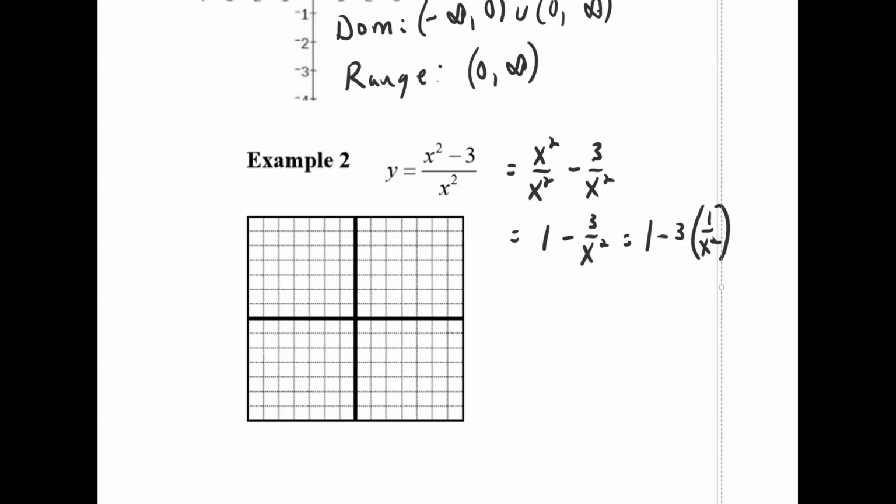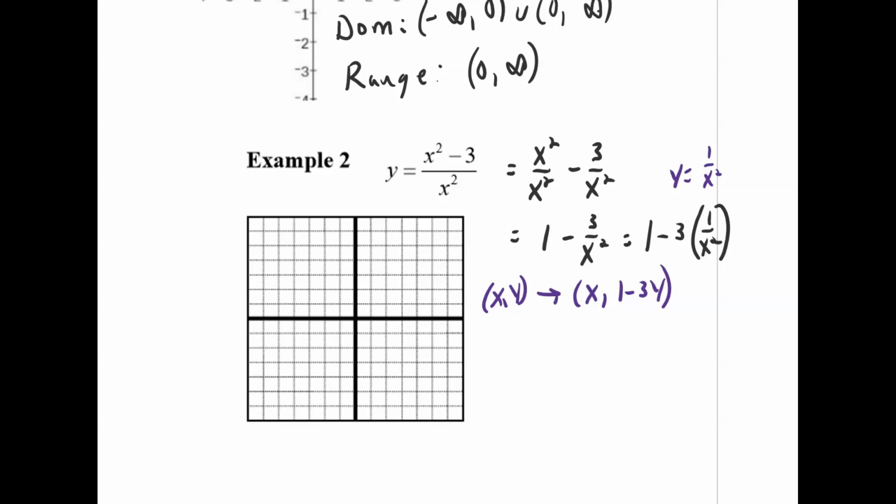And since the parent function is y equals 1 over x squared, we can see that what's happening to the y's is 1 minus 3y. So in our transformation rule, nothing's happening to the x because it's x squared just like in the parent function. So our rule will look like this: xy goes to nothing happens to the x, but the y will be 1 minus 3y. Now we just need to know what points to apply this to, and we're on our way to a graph.